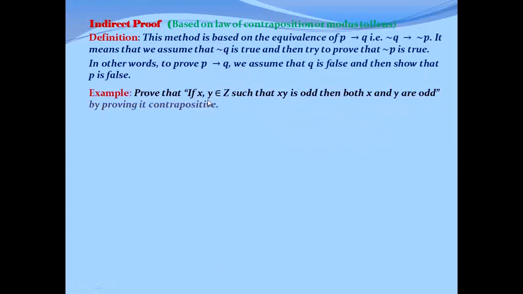Prove that if x, y belong to Z, that is, integer numbers, such that the product xy is odd, then both x and y are odd, by proving its contrapositive, that is, indirect proof. So this is the question. Here x and y belong to Z, integer numbers, such that xy is odd. If the product xy is odd, then we have to prove that x and y are odd.